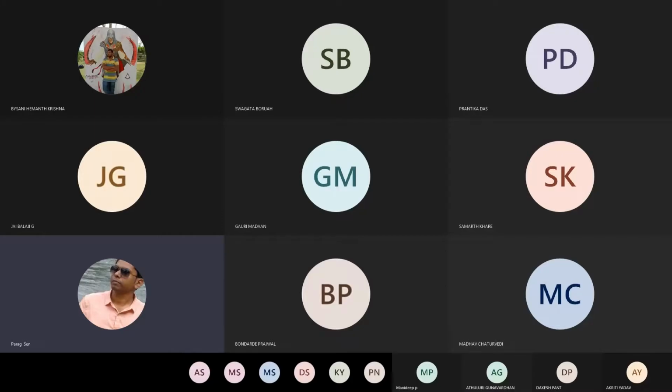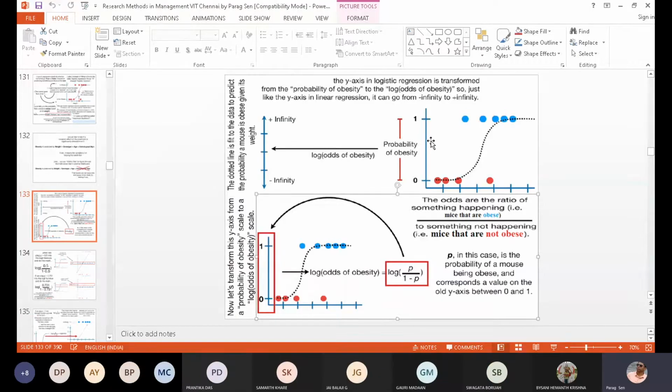So yesterday we were discussing logistic regression. So we will continue. So this was the example. Okay.